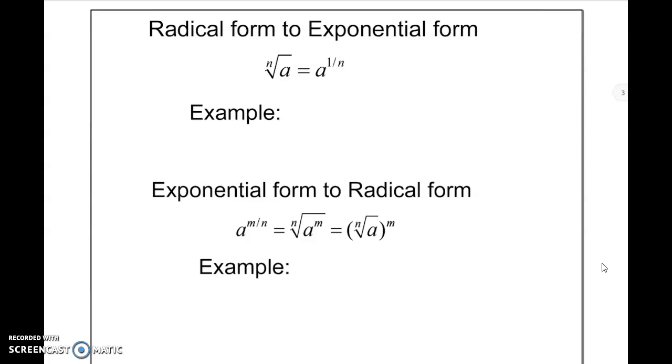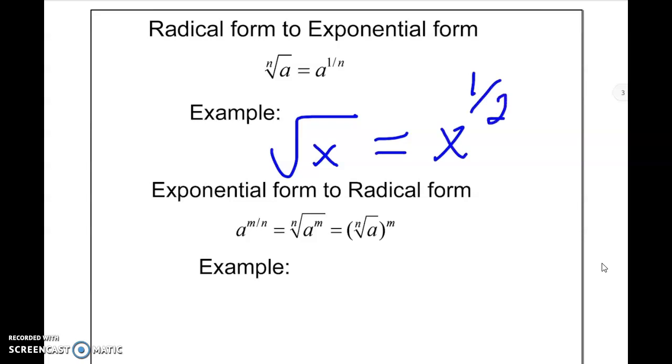All right, so radical form to exponential form. The key thing here is to remember that the index is going to be your denominator. Okay, whatever's on the inside is going to go together as a base and a numerator. So let's come up with an example here. If I had the square root of x, we'll keep it simple. The index is 2, so that would really be x to the 1 half. All right, so that's how that works.